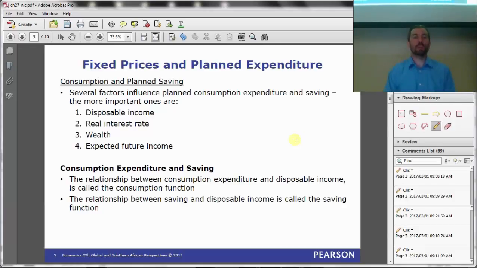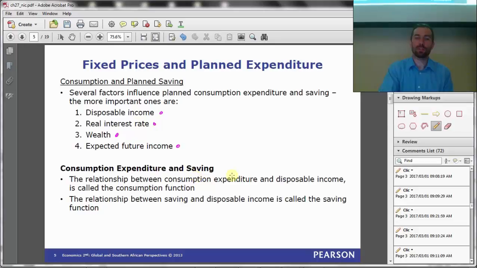So when we deal with consumption and savings, and these are planned savings, what are the things that are going to influence our consumption and our savings? Well, it's going to be our disposable income, the interest rate, wealth, and our expected future income. So remember from our loanable funds market, we saw that savings was dependent on expected future income, wealth, interest rates, and income. So these are all the same factors that we've seen previously. Nothing new. We're just going to look at them in a different setting.